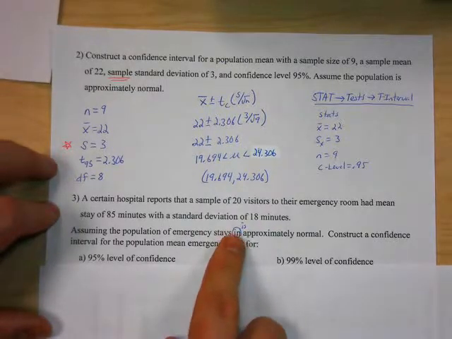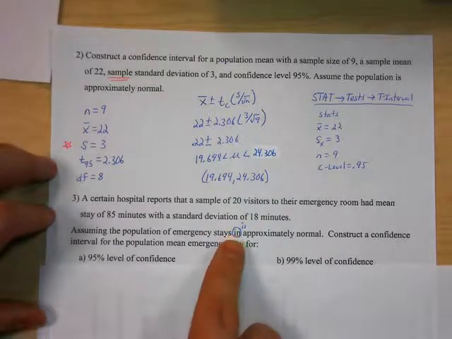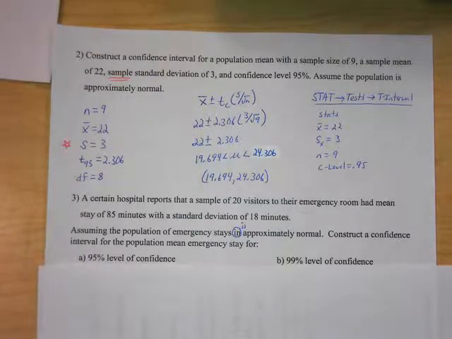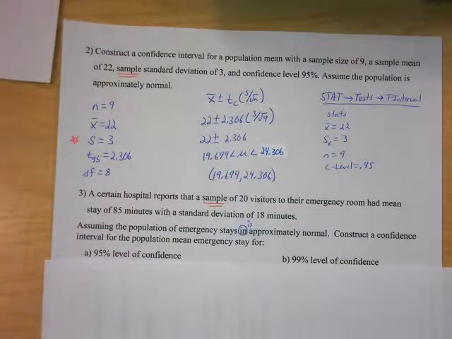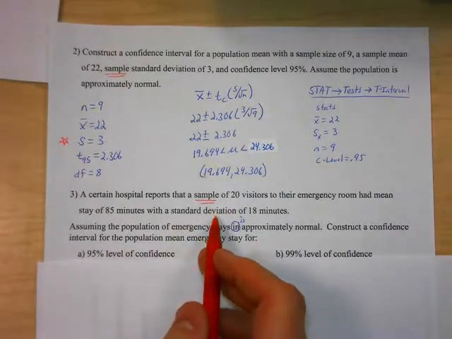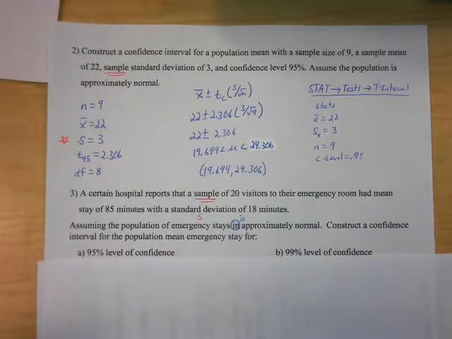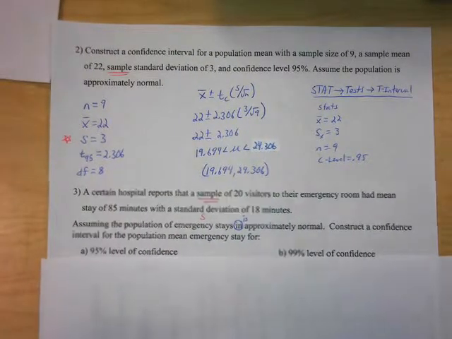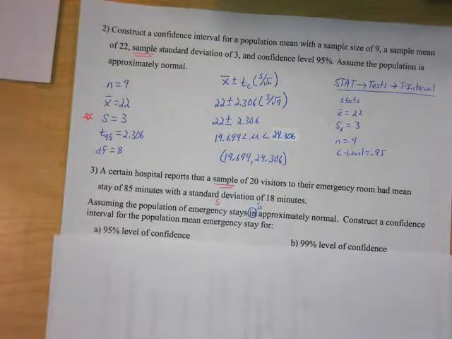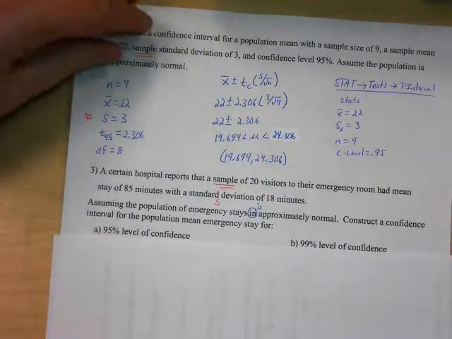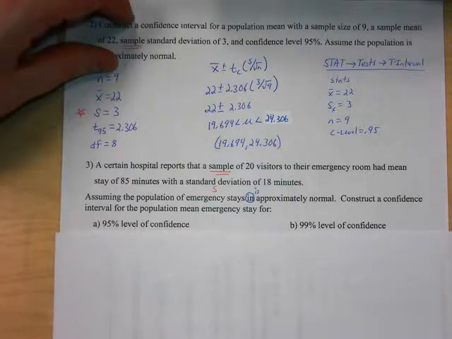I did have a typo here. That should be "is" instead of "in" down here. So we have a hospital reporting that a sample of 20 visitors to the emergency room had a mean stay of 85 minutes and a standard deviation of 18 minutes. So we took a sample. This is extremely important again: notice they're saying that they took a sample. So that means when they give us the standard deviation, that is s, not sigma. It's extremely important to recognize the difference between when you have to use the Z compared to the T distribution.